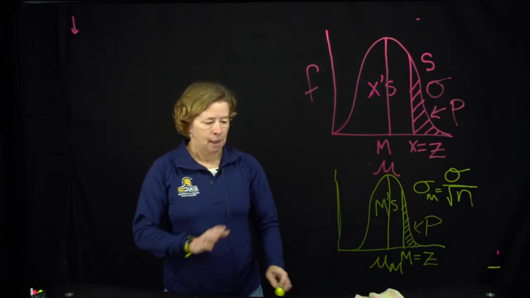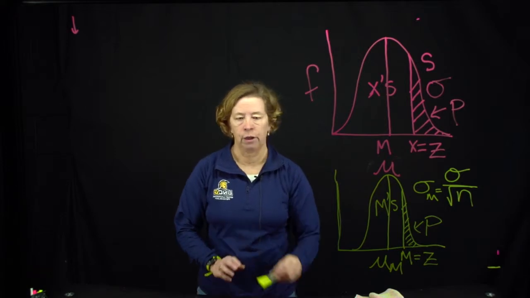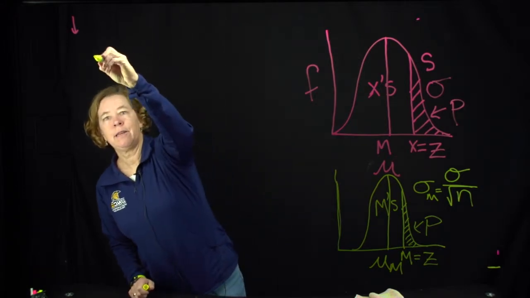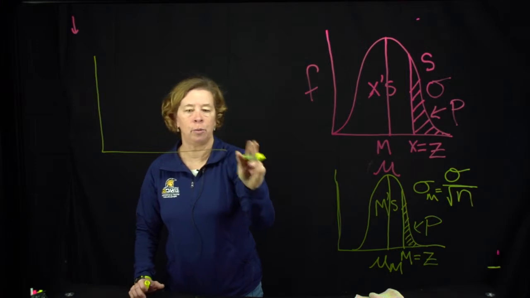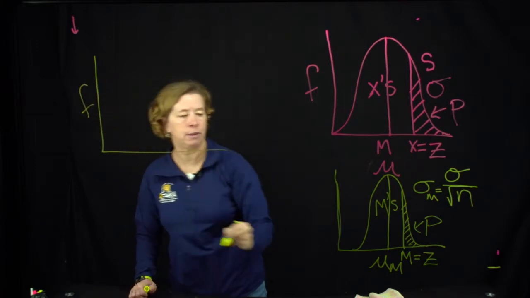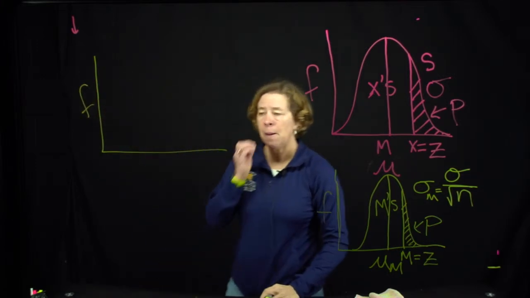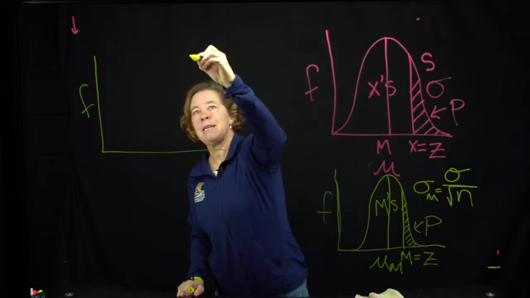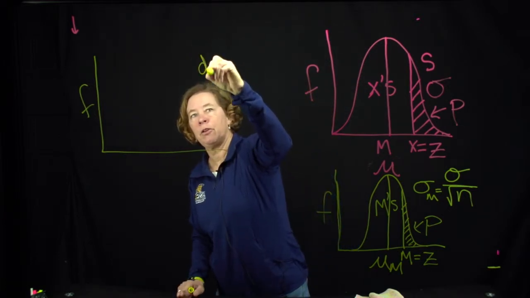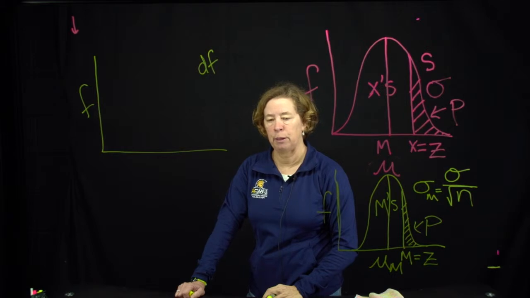Okay? After that, we moved on to talking about t-tests. And t-tests are also normal distributions that also have frequency on the y-axis. But what's different about a t-test is that to know exactly what the distribution looks like, you have to know degrees of freedom.